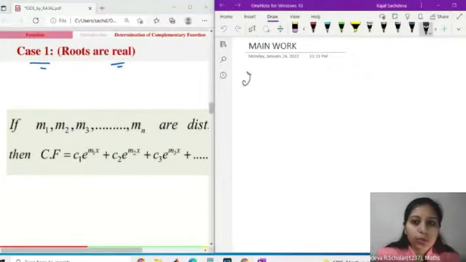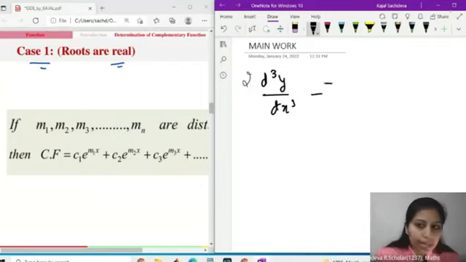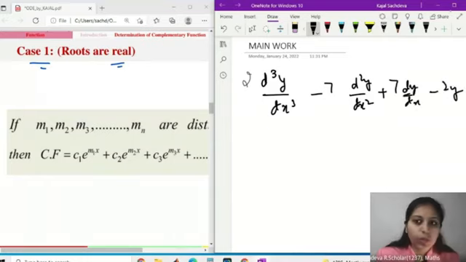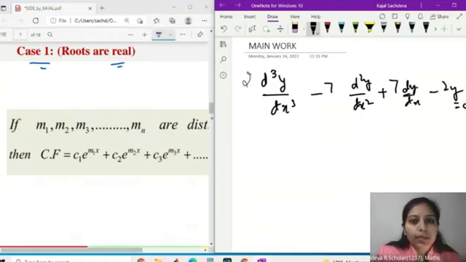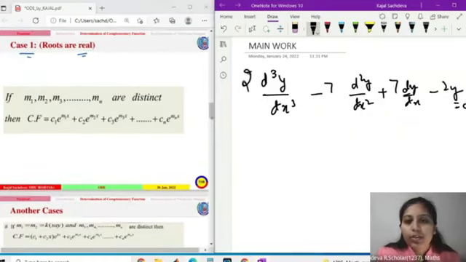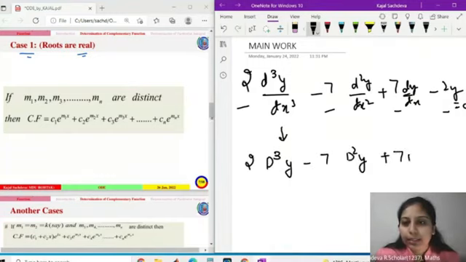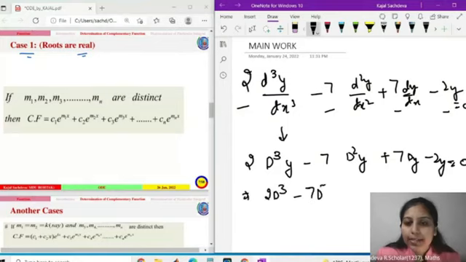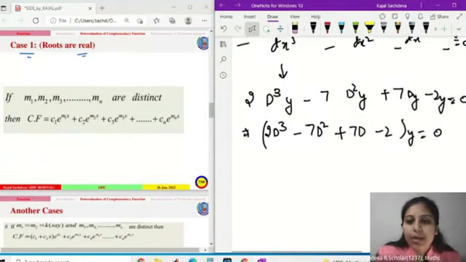Let's take example 2: 2 d cube y upon dx cube minus 7 d2y by dx square plus 7 dy by dx minus 2y is equal to 0. This is the given equation. We can see that it is a linear differential equation with constant coefficients. First, we write it in symbolic form as 2D cube y minus 7D square y plus 7Dy minus 2y is equal to 0, or (2D cube minus 7D square plus 7D minus 2) y is equal to 0.